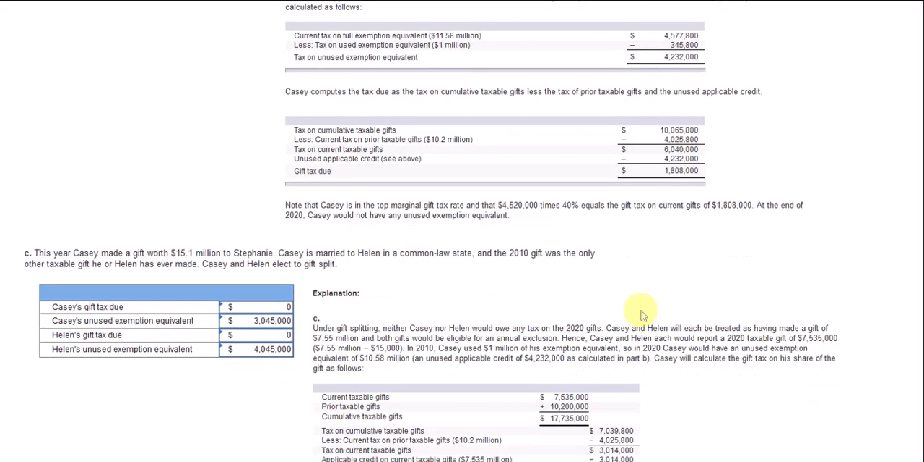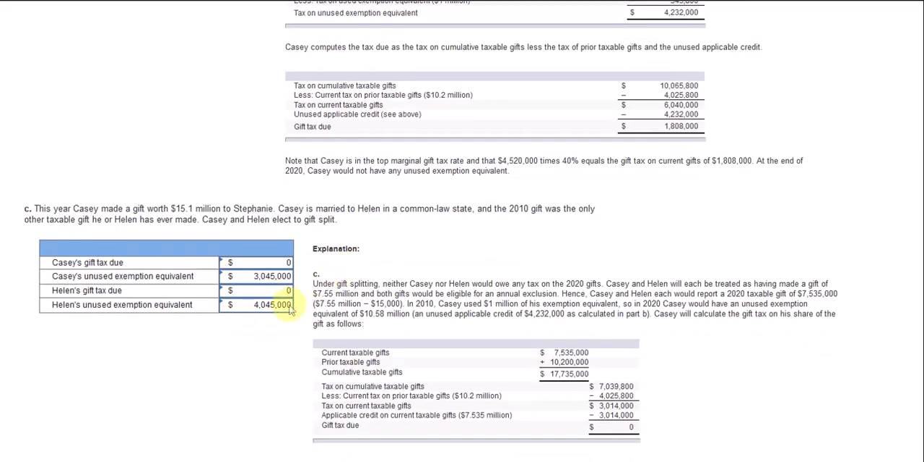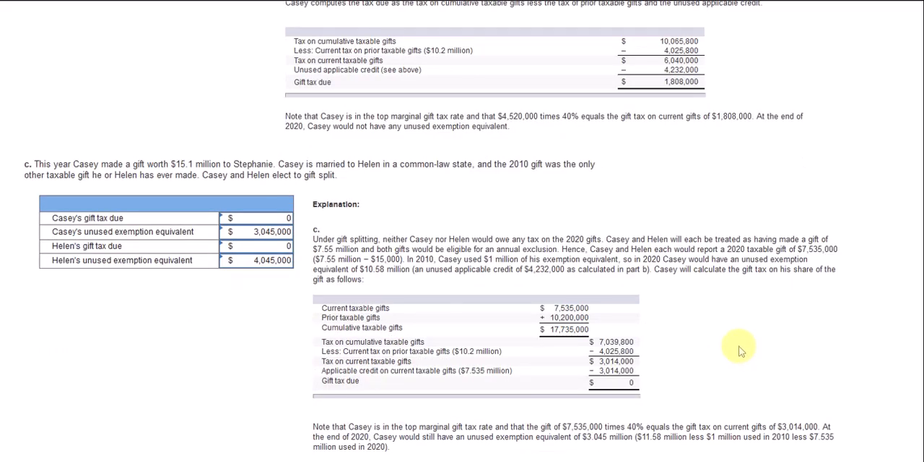Now let's take a look at C. This year, Casey made a gift worth $15.1 million to Stephanie. Casey's married to Helen in a common law estate, and the 2010 gift was the only other taxable gift he or Helen has ever made. Okay, Casey and Helen elect to gift split. So here are our answers, but let's follow the explanation of how we came up with that.